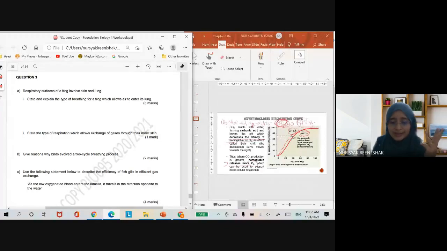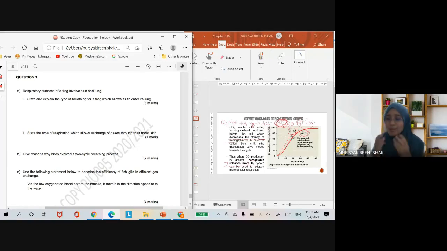So another point that you could write. So in order for the air inside the buccal cavity to enter into the lung, okay, so they will close their nostril and their mouth. Okay, that is for the fourth point. And then bila dah tutup mulut dengan hidung, so what happen? Next is that they will elevate the floor of their oral cavity. So this is to reduce the volume and increase the pressure inside the buccal cavity, so that the high pressure inside the buccal cavity will cause the air to push down the trachea to enter into the lung.